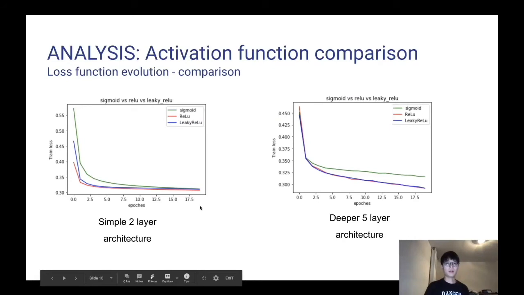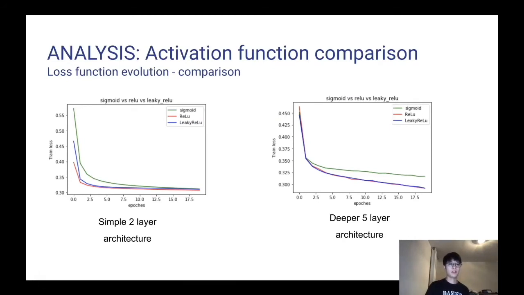So here is the train loss of our model, and we chose 3 different activation functions: the sigmoid, ReLU, and leaky ReLU. For the simple architecture, we can see that all these 3 activation functions perform very well. They converge to the same point.